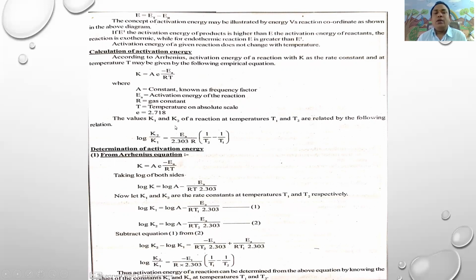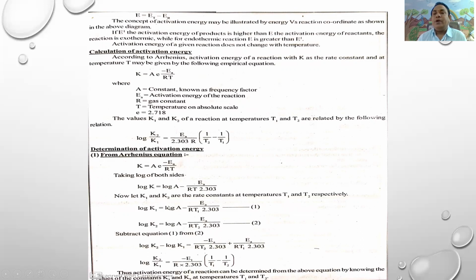The values of K1 and K2 of reactions at temperatures T1 and T2 are related by the following relation, that is log K2 by K1 equal to EA by 2.303 R into 1 by T1 minus 1 by T2. Here it is derived from this Arrhenius equation. K equal to A into e to the power of minus EA by RT. Taking logarithm for both sides, log K equal to log A minus EA by 2.303 RT.